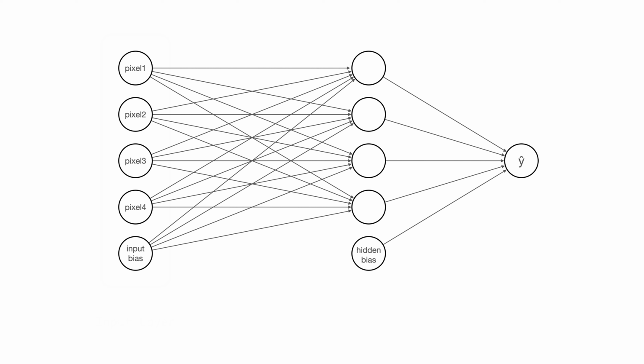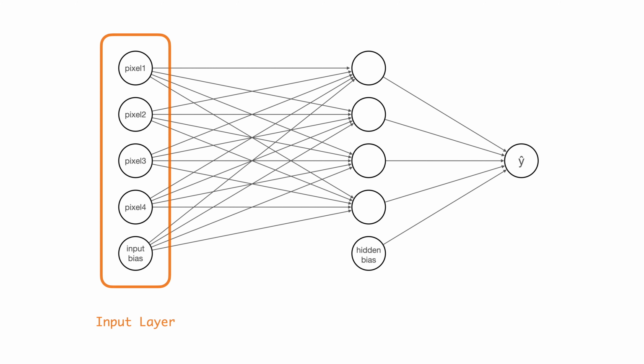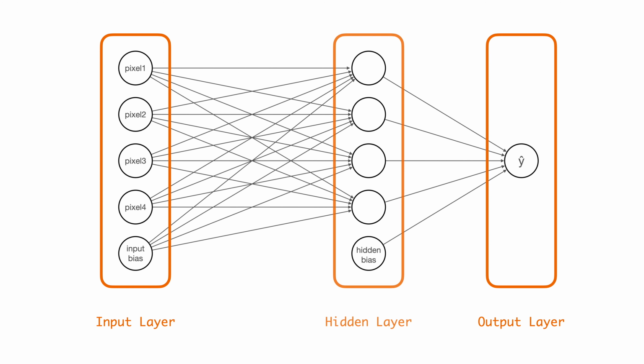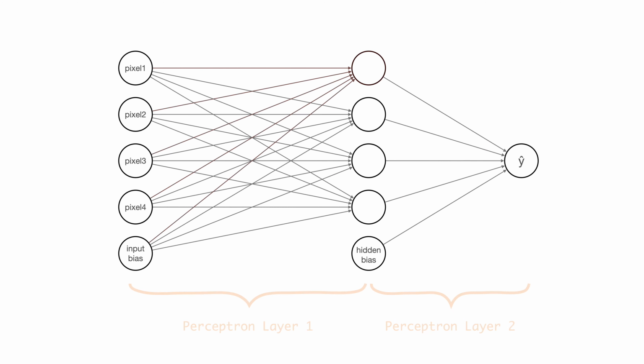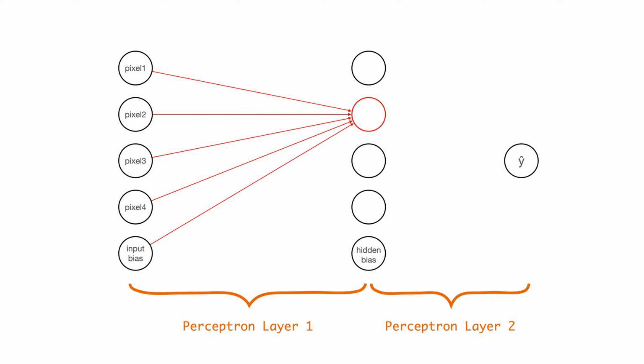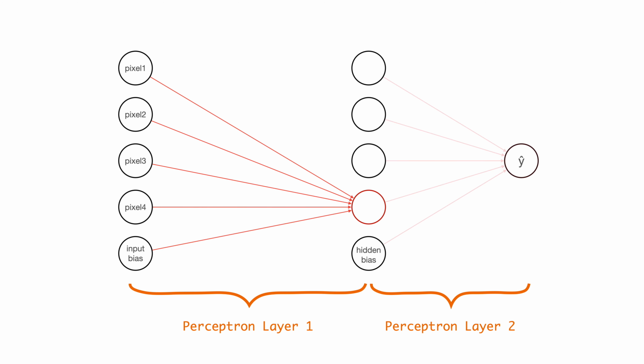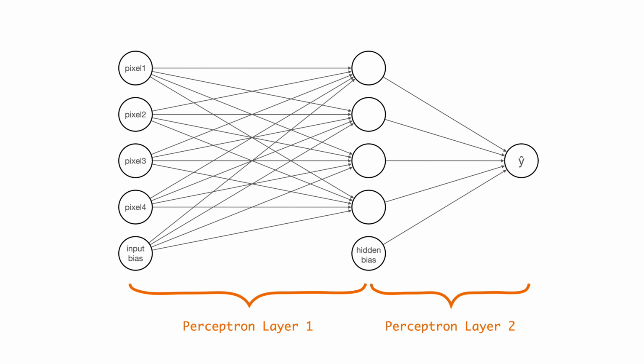A quick note about terminology here. We have 3 layers of nodes. The layer to the far left is the input layer, the layer to the far right is the output layer, and the layer in the middle is what's called a hidden layer. Also recognize the perceptrons embedded in this model. Since this thing has 2 layers of perceptrons, some people would call this model a multi-layer perceptron.